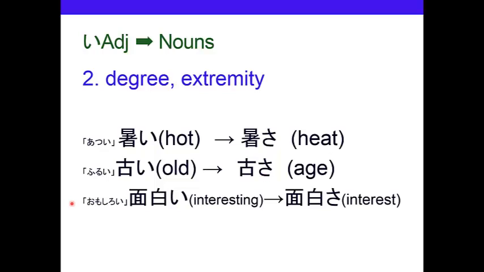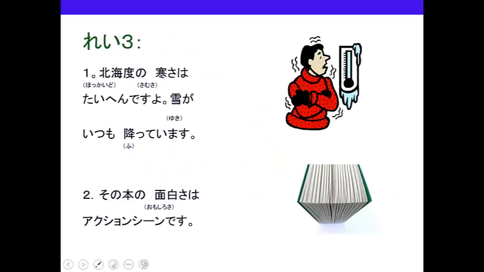And the last one we have omoshiroi, interesting. Taking off the i, adding on sa, omoshirosa. So that's the level of interest of something. Let's look at some examples. So the first one, we have Hokkaido no samusa wa taihen desu yo. So Hokkaido's coldness or level of cold is taihen, awful desu yo.